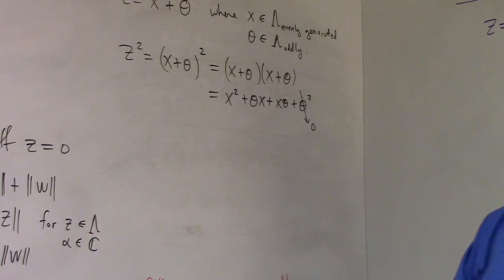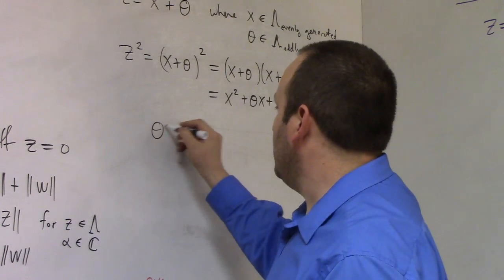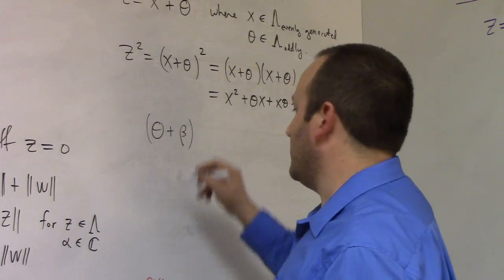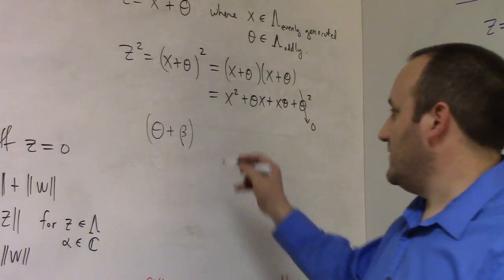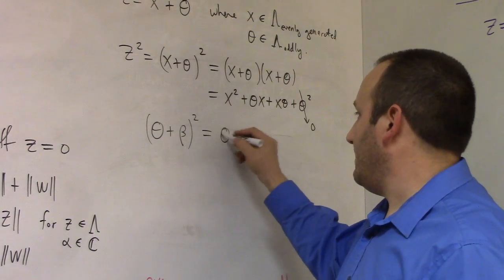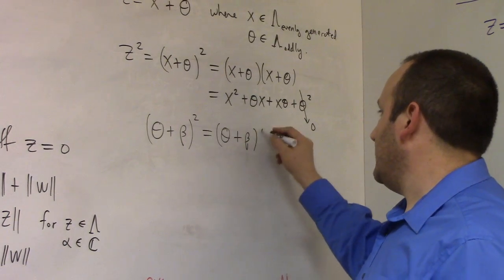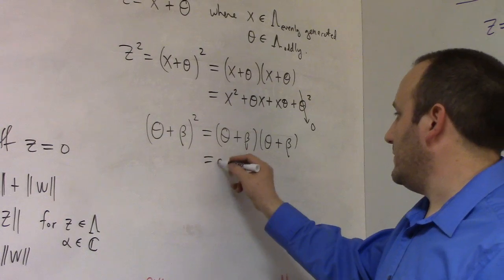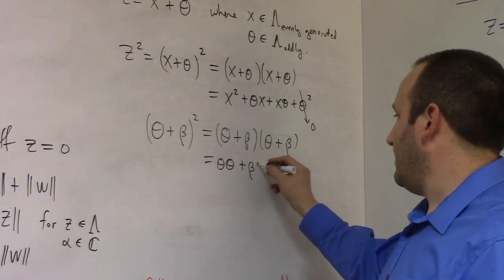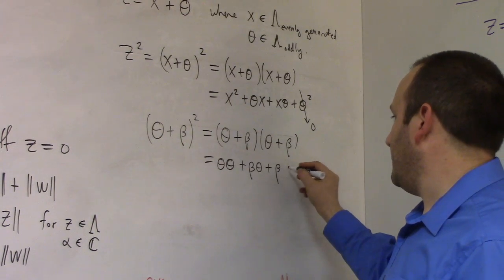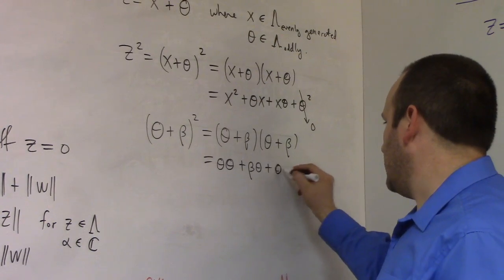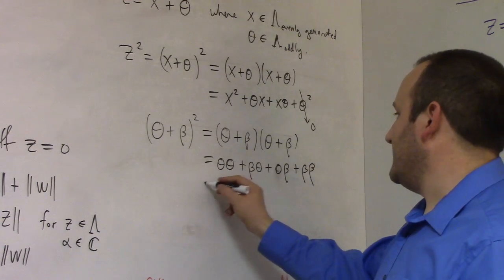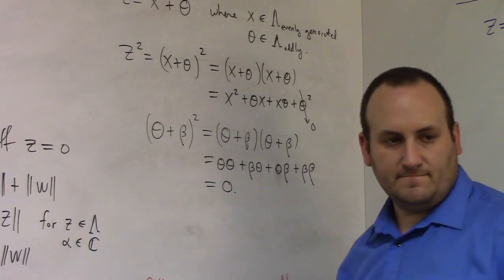Okay, so if you have two variables, like theta plus beta, they're both odd supernumber-valued variables, and you square that, what do you get? So it's going to be 0. Yeah, this is 0, right?